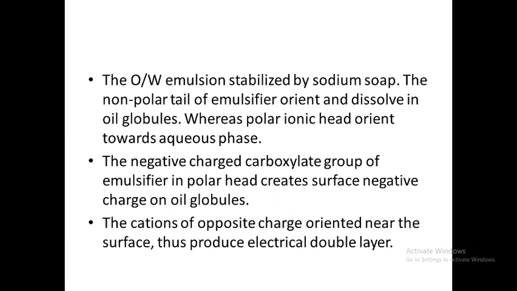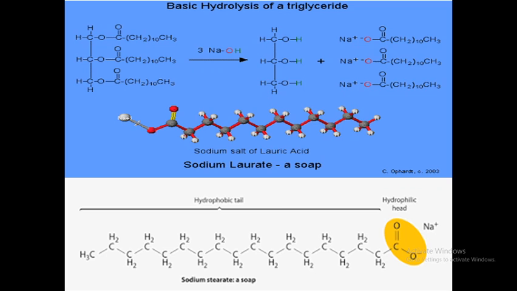Suppose you have an oil in water type of emulsion stabilized by sodium soap as a stabilizer. The non-polar tail portion of the sodium soap orients and dissolves in the oil globules, that is, the dispersed phase oil globules, whereas the polar ionic head group of the sodium soap orients towards the aqueous dispersion medium. Just see the structure of sodium soap.